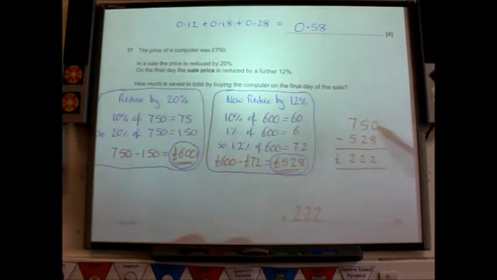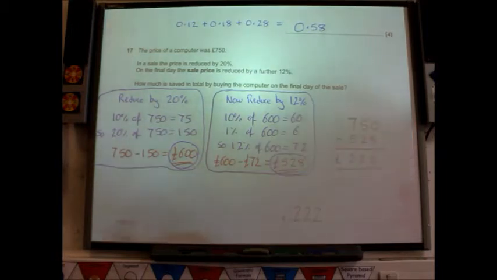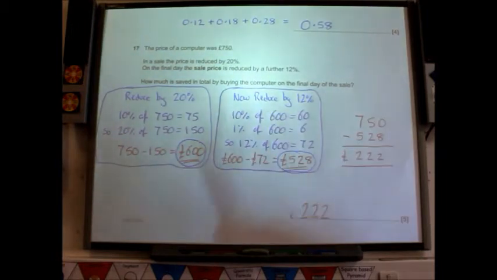Well, that's how much it did cost to start with, and you take away how much it now costs, so you are saving £222. That is a 5-mark question, and it's, again, percentages. They've cropped up yet again. So get good at percentages, because that is 5 marks.